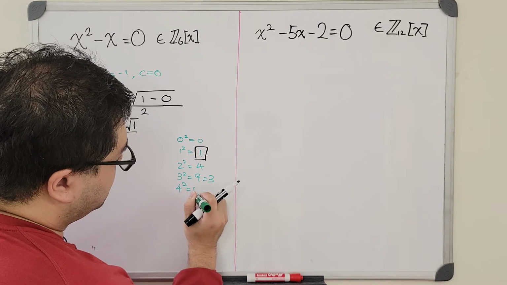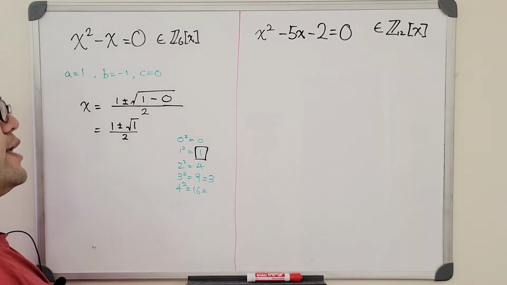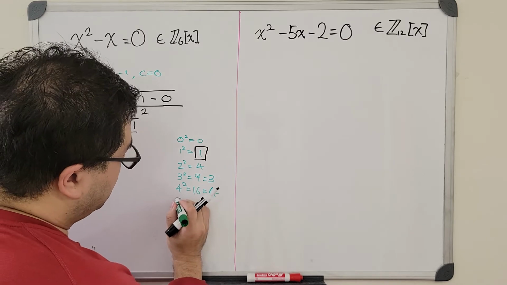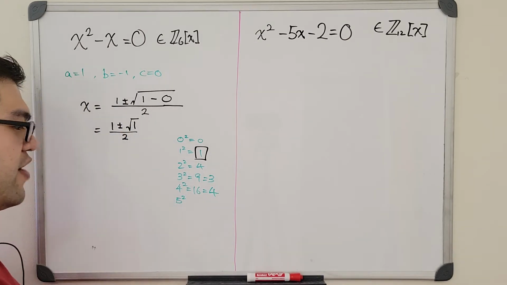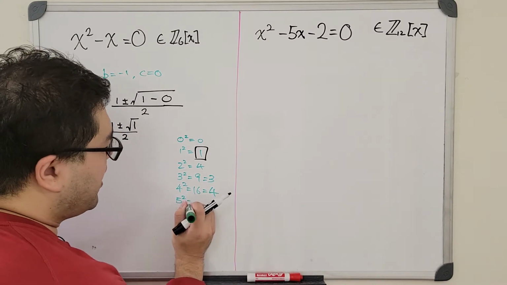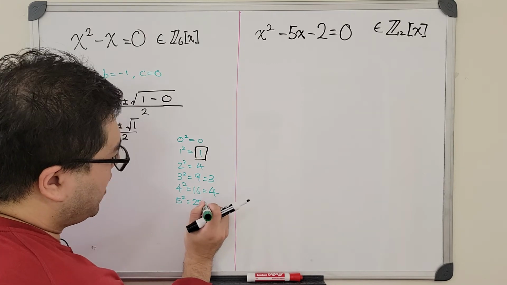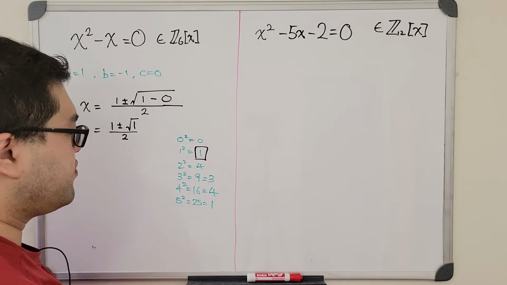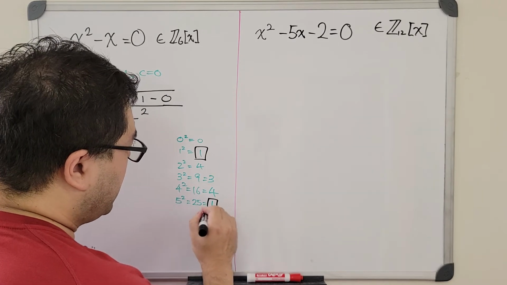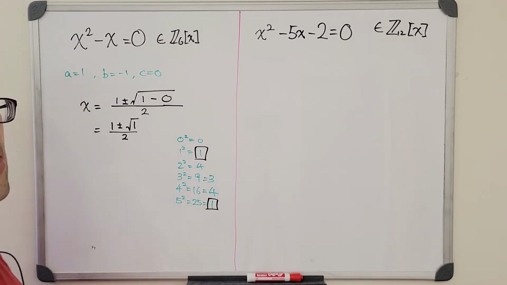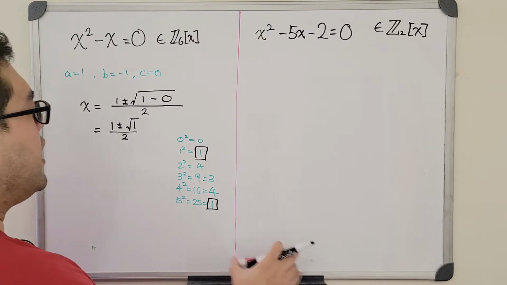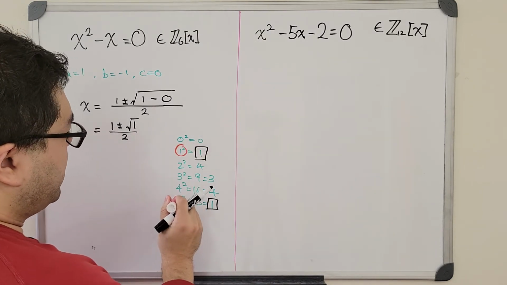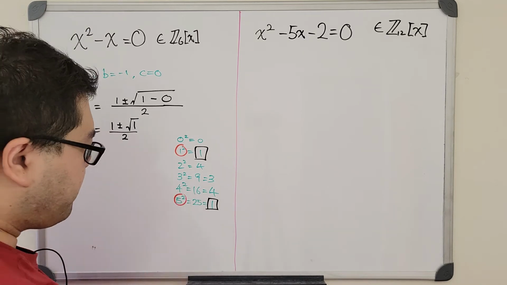4 squared is 16, but 16 is 4 mod 6, again not what we want. Last, we have 5 squared, which is 25, but if we divide by 6, we have 4 remainder 1, so it's equivalent to 1, and this is exactly what we want. Therefore, in this situation, the square root of 1 would just be 1 and 5.